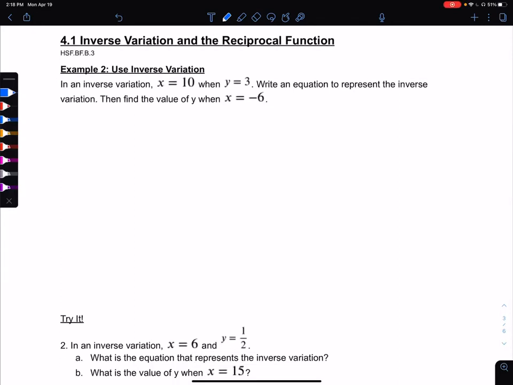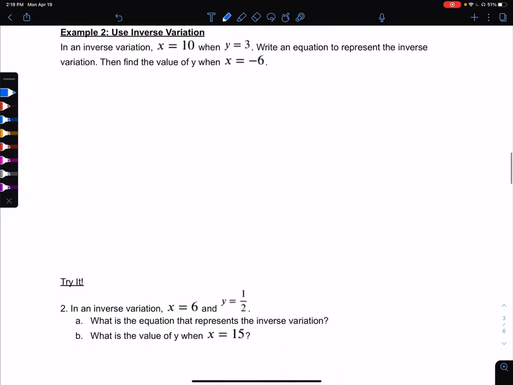In this video, we're going to look at example 2, where we use inverse variation. So in an inverse variation, x equals 10 when y is equal to 3. They want us to write an equation to represent the inverse variation, and then find the value of y when x equals 6. So let's start with our inverse variation formula.